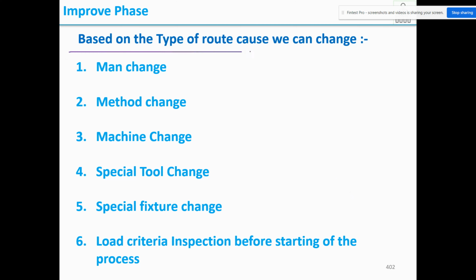Based on the type of root cause, we can change man, method, machine, special tool, special fixture, and load criteria, that is, inspection before starting the process. So based on the root cause, we can change all these 6 points. We can add some more points if it is a special case.